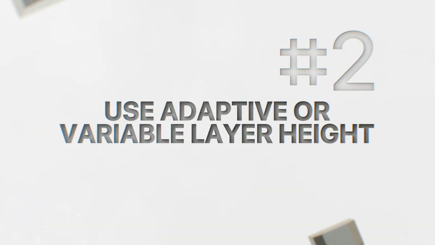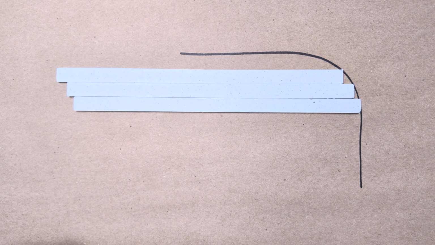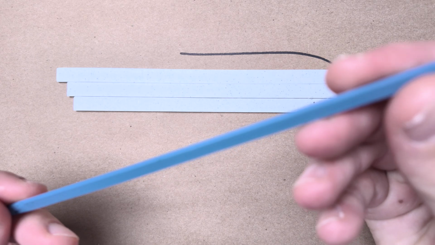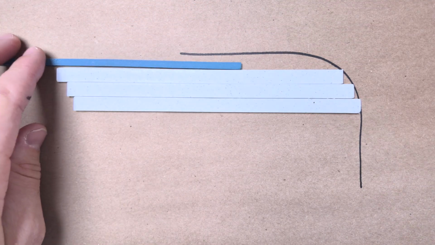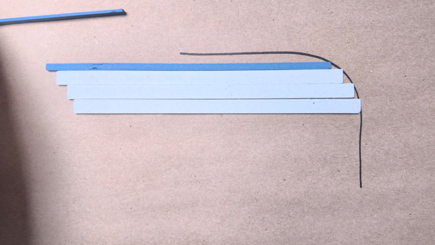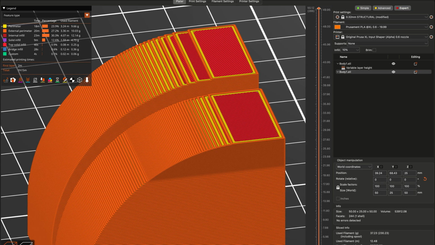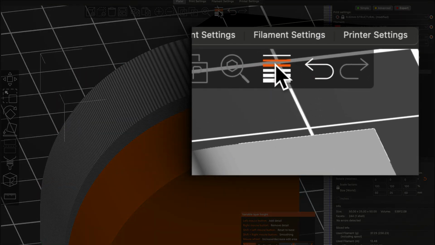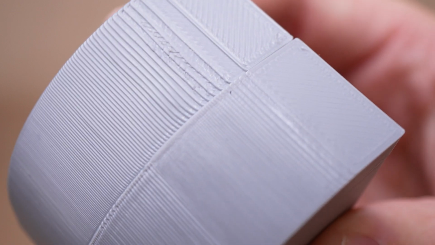Number two, use adaptive or variable layer height. If we bring up the same example as before, but instead of only using 0.2 millimeter layers like last time, we actually change to a smaller layer height as we get closer to the flat area. As you can see, this allows the layers to fit the curve better. Here's the same part as before, but with adaptive layer height turned on. You should be able to see how there are thinner layers towards the top of the part. This doesn't eliminate the problem completely, but this method can be useful if you can't redesign the part.